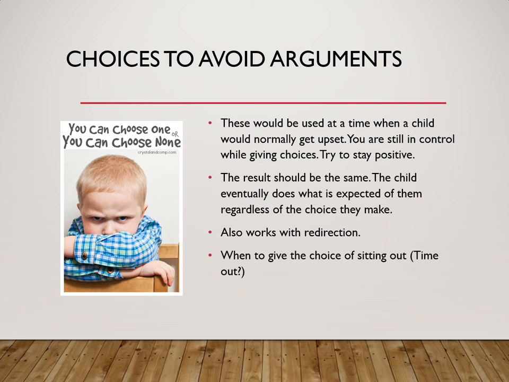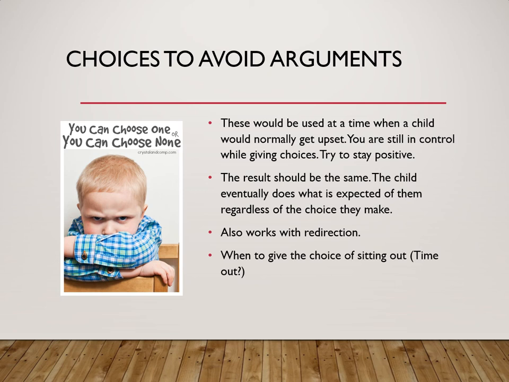And then choices to avoid arguments. Again, I liked this little image here. So you can choose one or you can choose none. I give this choice all of the time if I'm offering a dessert to my children after dinner. I want 5 cookies. Well, you can have one or you can have none. How many do you think they choose? And if you're consistent with things like that, they don't even argue about it. They're like, well, yeah, I want one, of course.